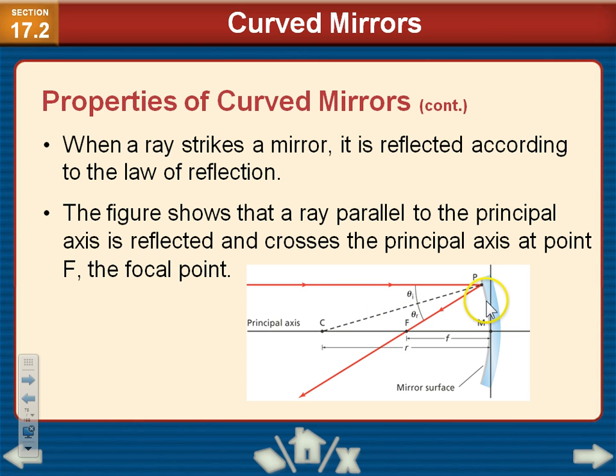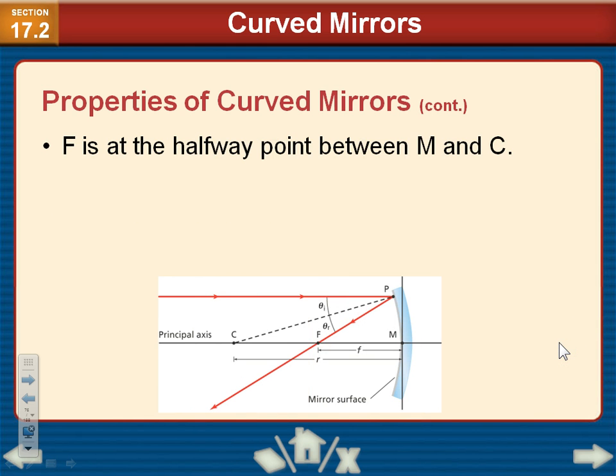Another ray coming in here would bounce off. Because the curve's not so great here, it would bounce off at a lesser angle. It would turn out that all of these rays would basically go back through a particular point, F. We're going to call F the focal point. It turns out that F, for a spherical mirror, is halfway between the midpoint of the mirror and that point C that we talked about before.